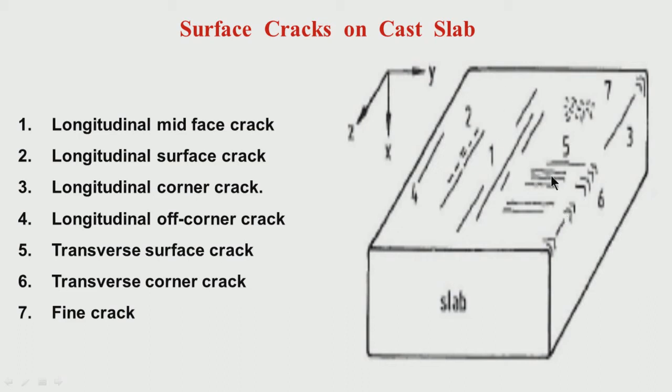We may have transverse crack, surface crack. We may have transverse corner crack at the corner location. These are normal surface cracks, these are normal corner cracks. So, depending on what is their orientation, what is their location, we can give different names to the cracks.